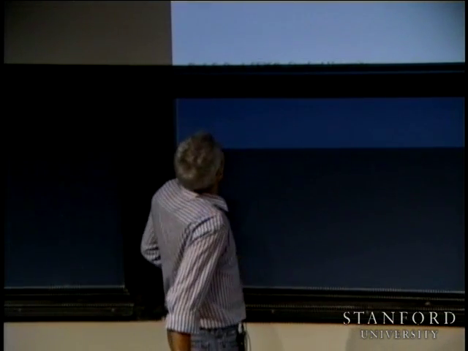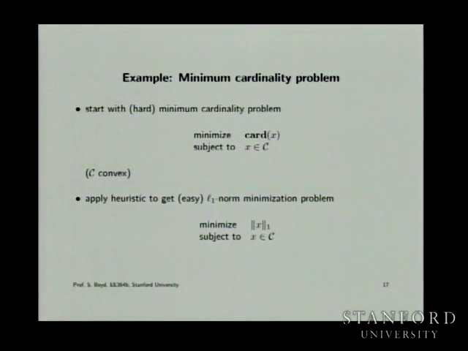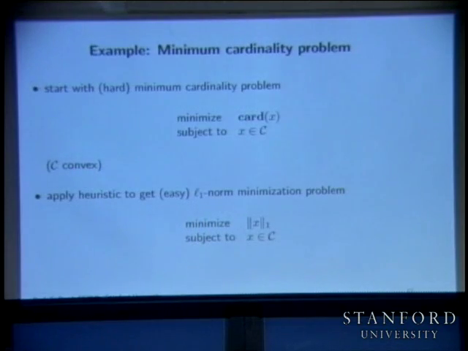So let's just do an example here. We start with this hard problem. Find me the sparsest x that's in some convex set. The heuristic says minimize the 1 norm of x subject to x in the convex set. This is convex. That's an easy problem to solve. And what can you say about it? The solution of this is not the solution of that. We'll see what you can say.